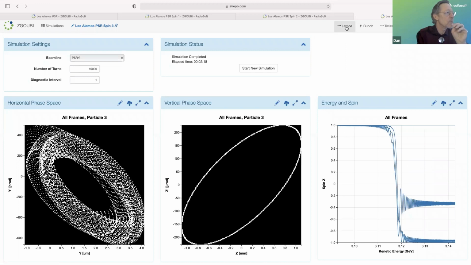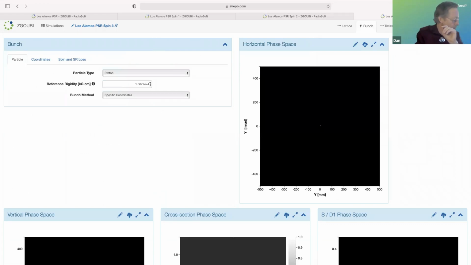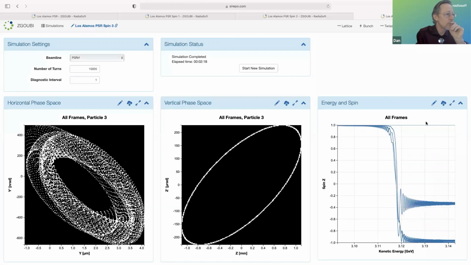Now, in this last case, I am crossing a different resonance. In this case, I'm crossing a resonance that's about 3.12 GeV kinetic energy. So this is a much higher energy. And when we go see the visualization, you'll see that apart from the particle that's on the origin, the particles' spins flip almost all the way over. The particles tip almost all the way over.